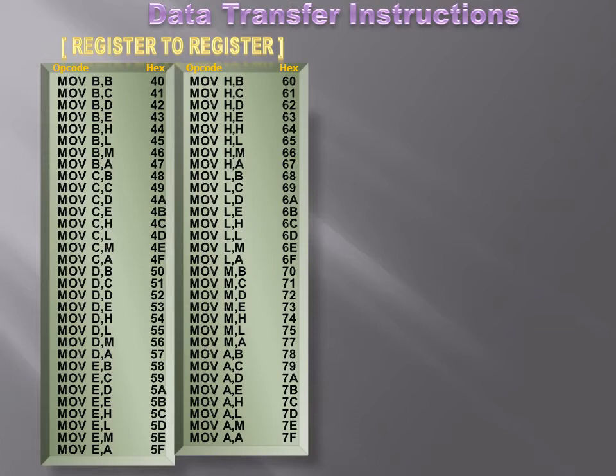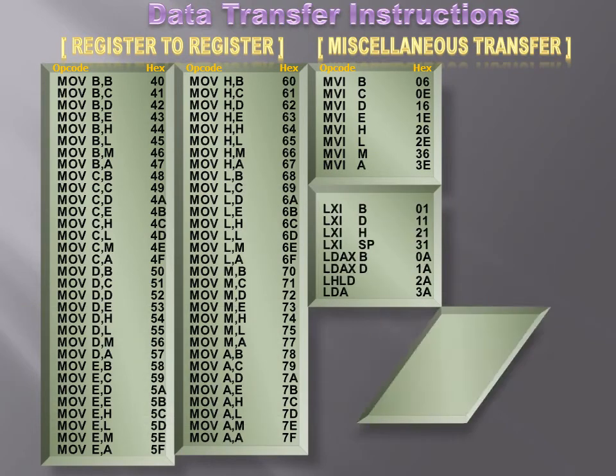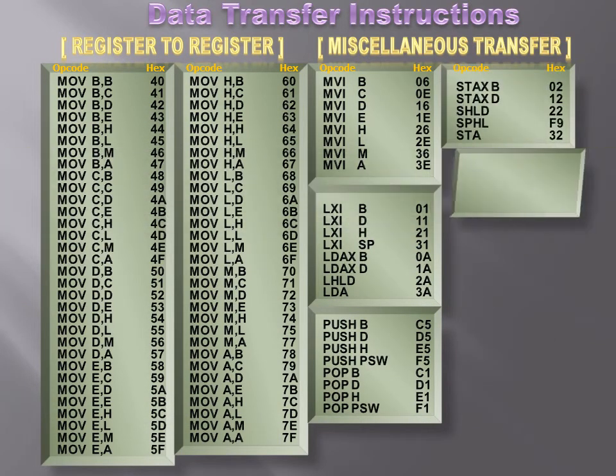So these two tables show the data transfer from register to register or register to memory. The hex codes are also shown here for every type of move instruction. The data transfer is also associated with move immediate instructions.